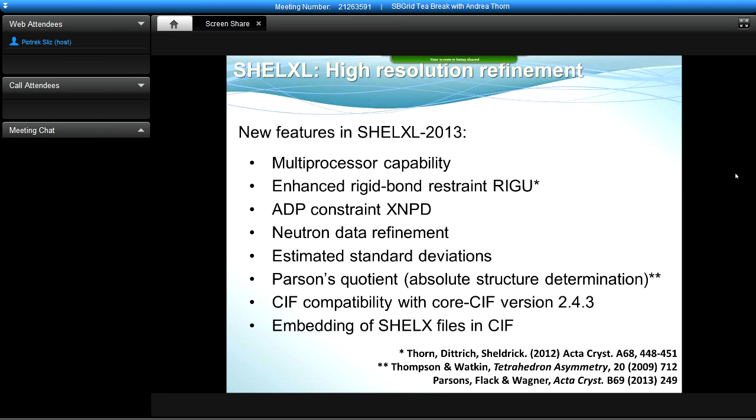There's a new way to calculate the estimated standard deviations. This is possibly for small molecule people. The Flack parameter is now calculated by the Parsons quotient method, so absolute structure can be determined from an even weaker anomalous signal. However, as a protein crystallographer, you possibly have not to bother about this. And there's now CIF compatibility with the core CIF version 2.4.3. And SHELX files are embedded into the CIF that is deposited for the small molecule database so that you can easily rerun the refinement once you get to, for example, review an article and the CIF file is distributed to you.